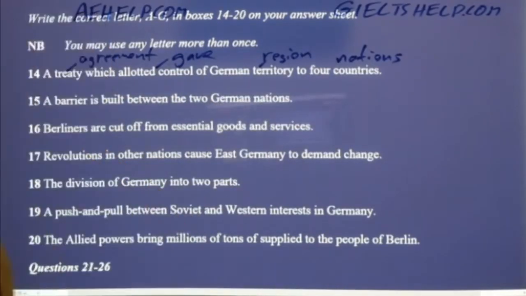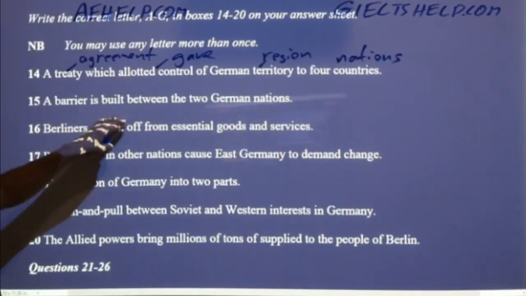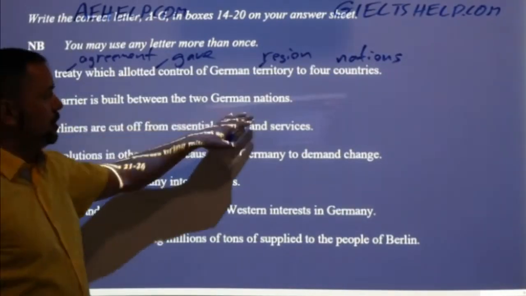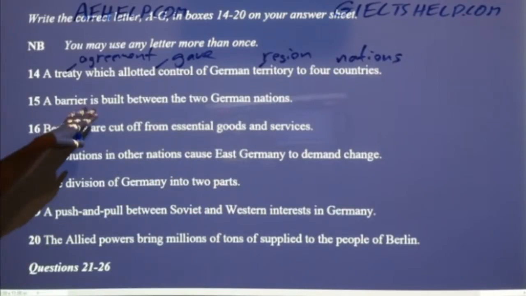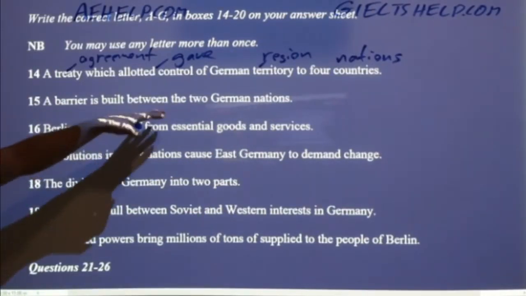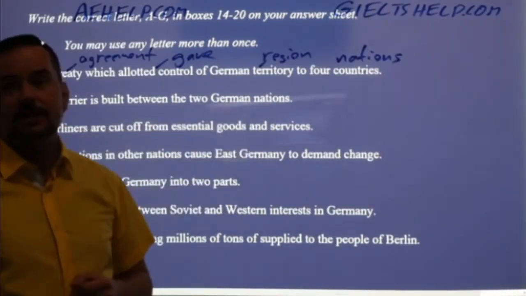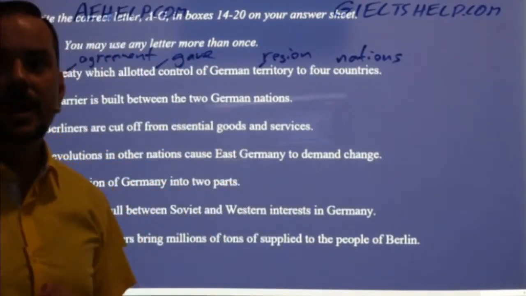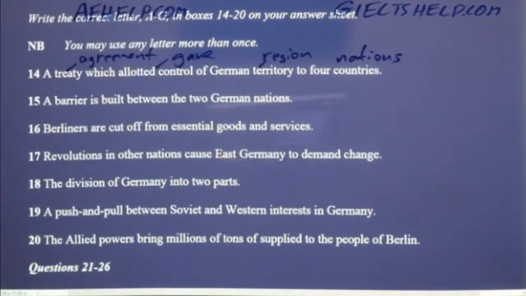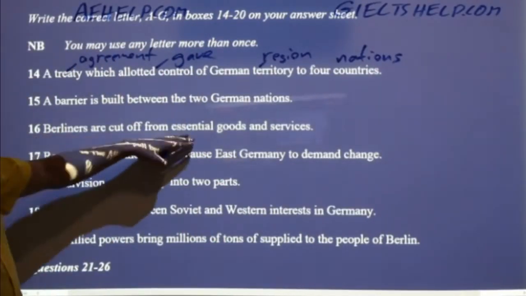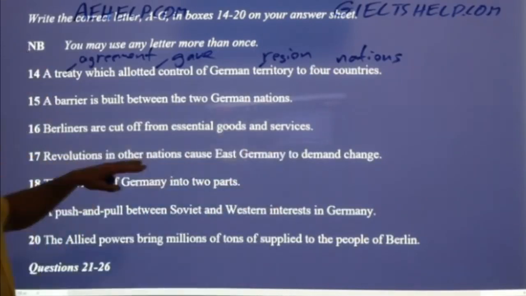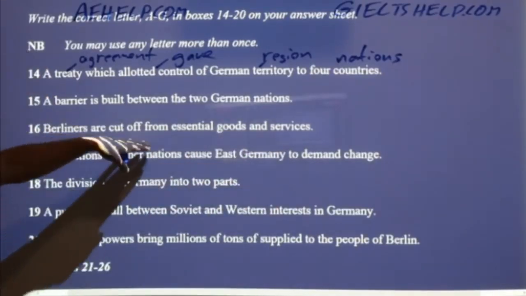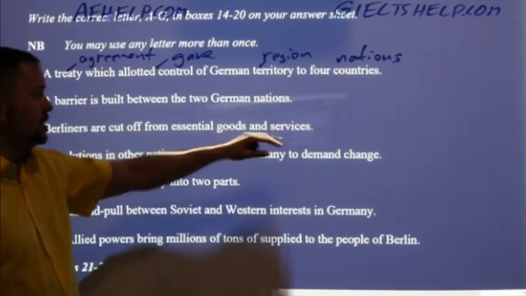All right, the next one. A barrier is built between the 2 German nations. So a wall is constructed between the 2 sides of Germany. That would be my paraphrase there. Okay. Rocky, these are the questions. The article's coming later. All right, Berliners are cut off from essential goods and services. So the people in the city are separated from the necessary merchandise and services.